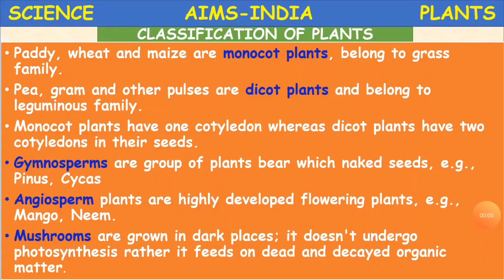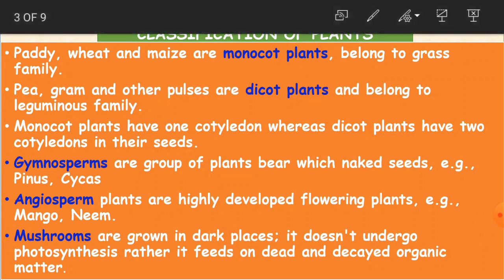Okay, now let us see the classification of plants, children. Plants are divided into so many types. So let's see how. Paddy, wheat and maize are monocot plants and belong to the grass family. You might have seen the paddy plant, wheat and maize. They look like grass, and that is why we call them monocot plants, and they belong to the grass family.